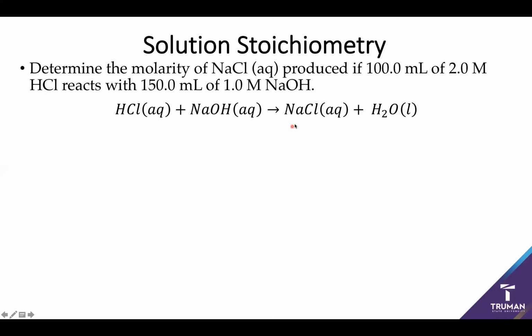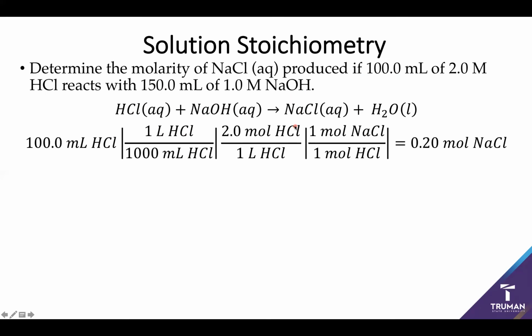So let's figure out how much sodium chloride can be produced from 100 milliliters of my acid. So in this case, we can go ahead and first convert milliliters of acid to liters of acid, and then to moles of acid, and then moles of salt produced. So again, using our molarity here and a 1-to-1 conversion. So it ends up turning out that the acid can produce about 0.2 moles of sodium chloride.